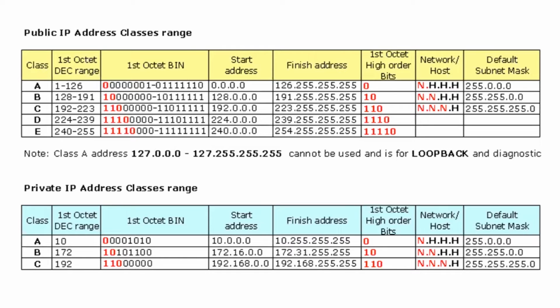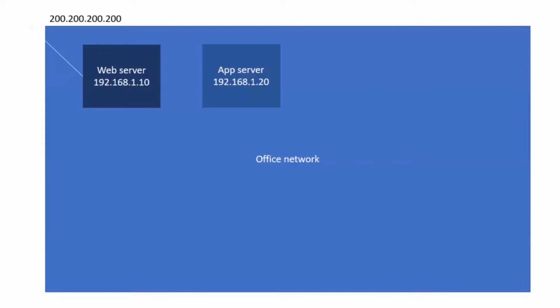Okay, so in that case, what really happens is, in a data center, if you're having a server, this will be having a private IP. Let's say I'm having a data center where I have bought a public IP. Let's call it 200.200.200. And inside that, I have private IPs of 192.168.1.10 for my web server and 1.20 for my app server.